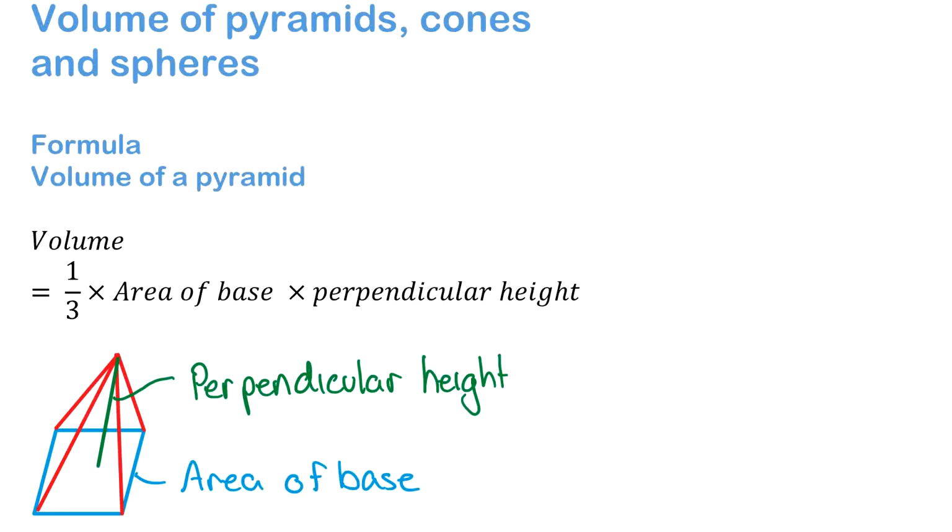In this video we're covering the volume of pyramids, cones and spheres. Now each of these has a formula that we can use. So the formula for the volume of a pyramid is 1/3 times the area of the base multiplied by its perpendicular height.